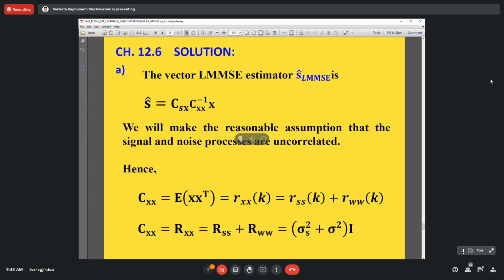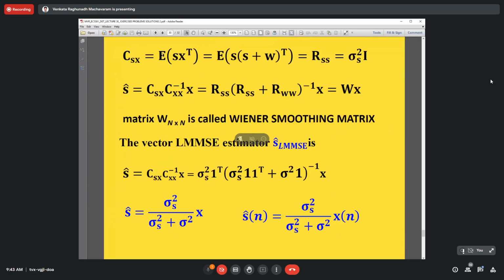So the linear minimum mean square estimator is obtained from CSX multiplied with CXX inverse of x. This is the estimator. We have developed this. Typically C of XX is the expectation of XX transpose. That is RXX because all are uncorrelated, RSS plus RWW. Algebraically you can write it like this: matrix sigma S square plus matrix sigma square, the variance of the signal plus the variance of the noise. I is the identity matrix. CSX is the cross covariance between the S component and the X component.